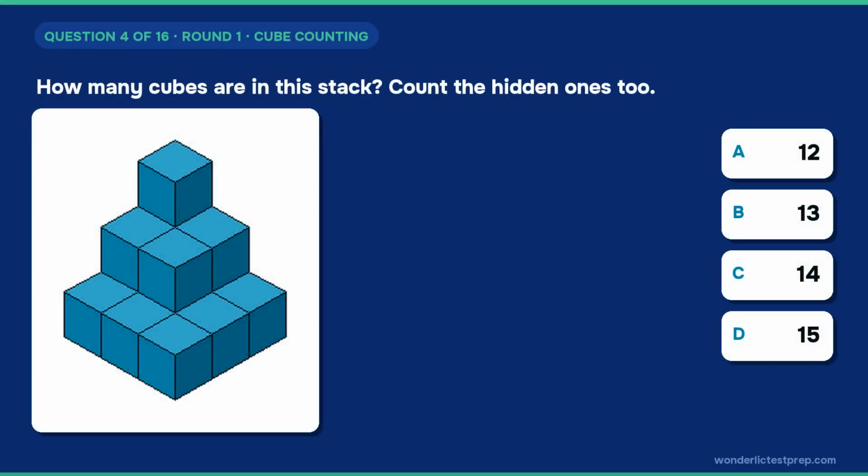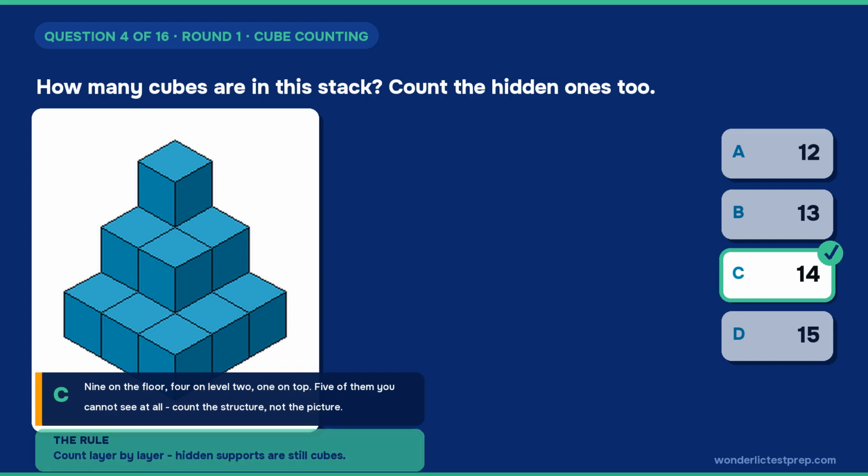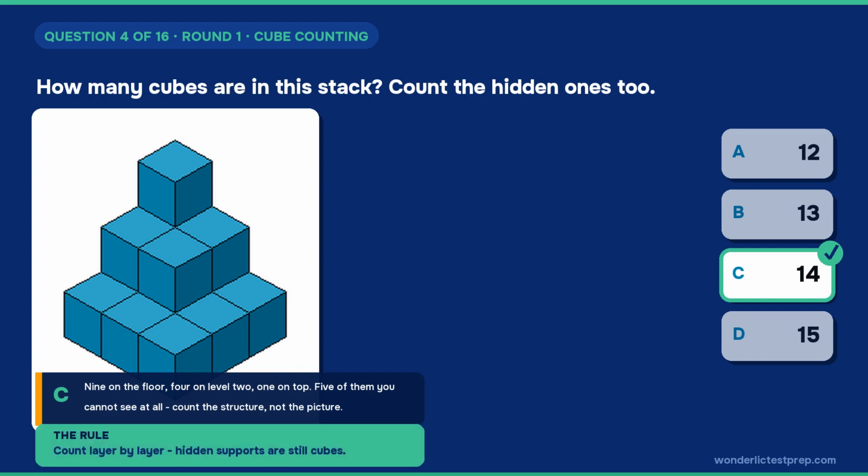Question 4. How many cubes are in this stack? Count the hidden ones too. 10 seconds. C. 9 on the floor, 4 on level 2, 1 on top. 5 of them you cannot see at all. Count the structure, not the picture. The rule, count layer by layer. Hidden supports are still cubes.